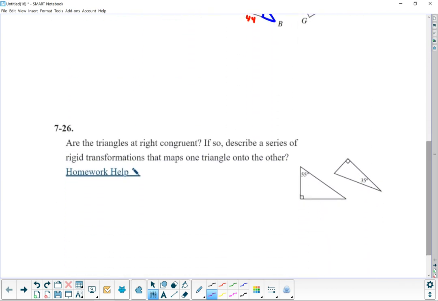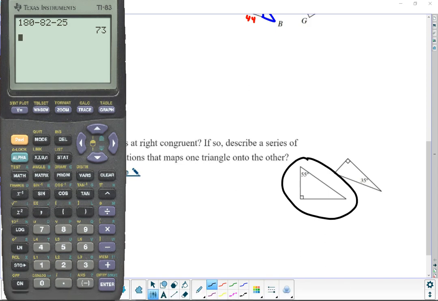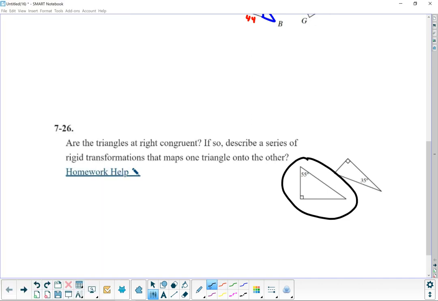Are the triangles on the right congruent? If so, describe a series of transformations that maps one triangle onto the other. Let's find the missing angle. For the first triangle here, let's start with 180 minus 55 and minus that little box down here, that's 90. So that means that the missing angle is 35. So this one's 35.